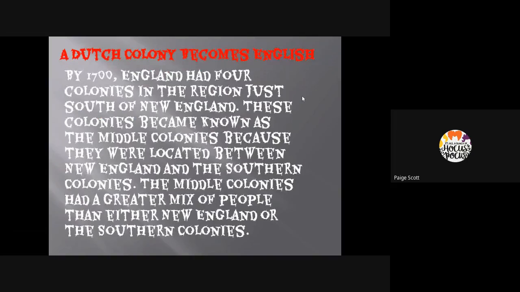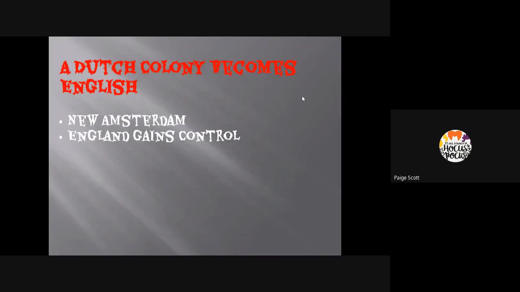A Dutch colony becomes English. By 1700, England had 4 colonies in the region just south of New England. These colonies became known as the Middle Colonies because they were located between New England and the southern colonies. The Middle Colonies had a greater mix of people than either the New England or the southern colonies. We'll talk about New Amsterdam and how England gains control.